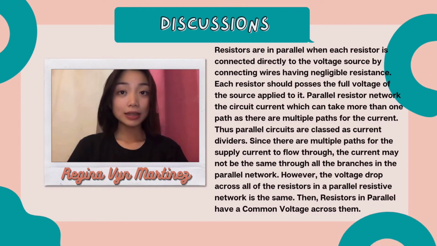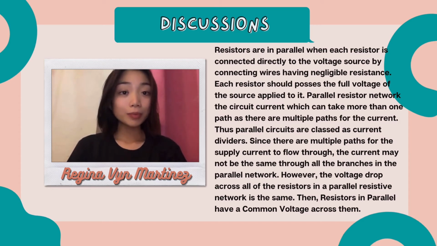Resistors are in parallel when each resistor is connected directly to the voltage source by connecting wires having negligible resistance. Each resistor should possess the full voltage of the source applied to it. In a parallel resistor network the circuit current can take more than one path as there are multiple paths for the current. Thus, parallel circuits are classed as current dividers.